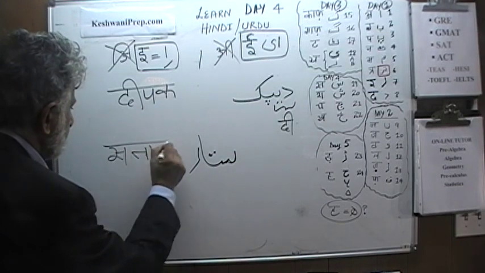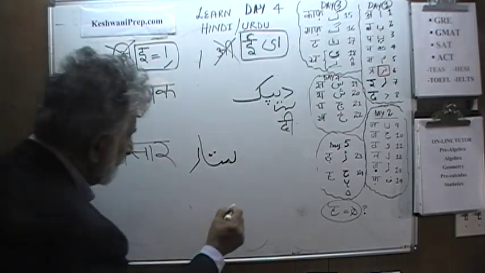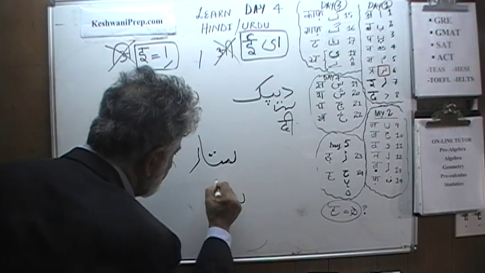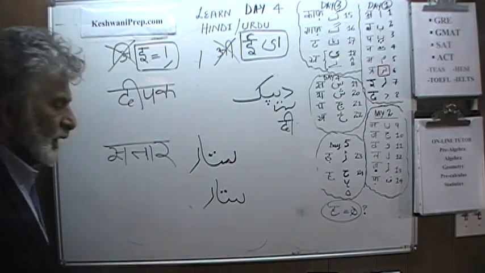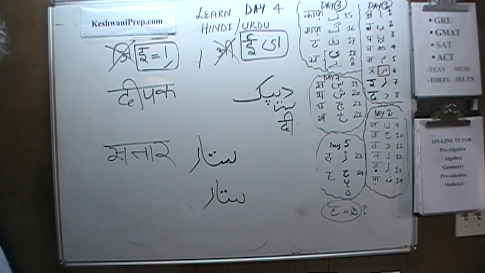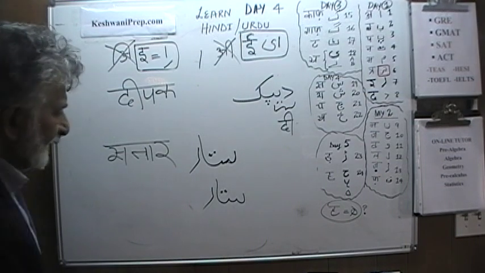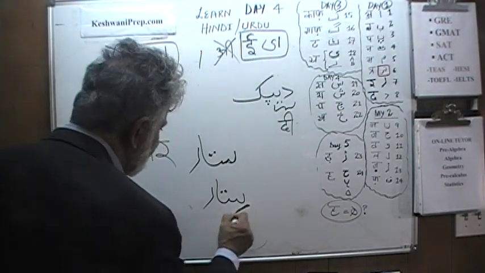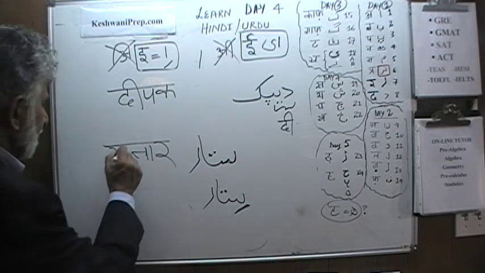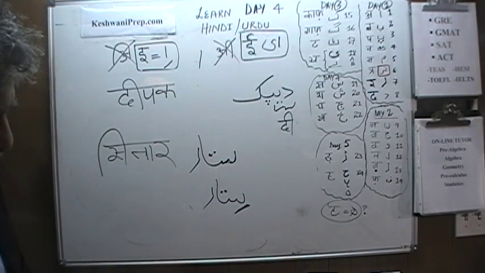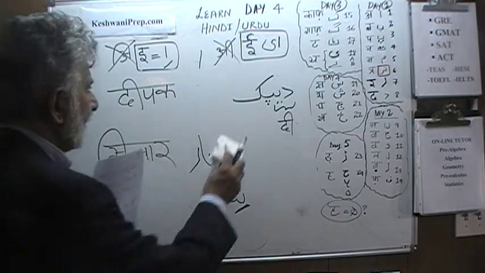Ta, ra. So, ta, ra, sitar. There is no such word. We're missing the matra. We don't need a sir, we need a si. We need a zer underneath it. Si, ta, ra. Sitar. Let's do one more.